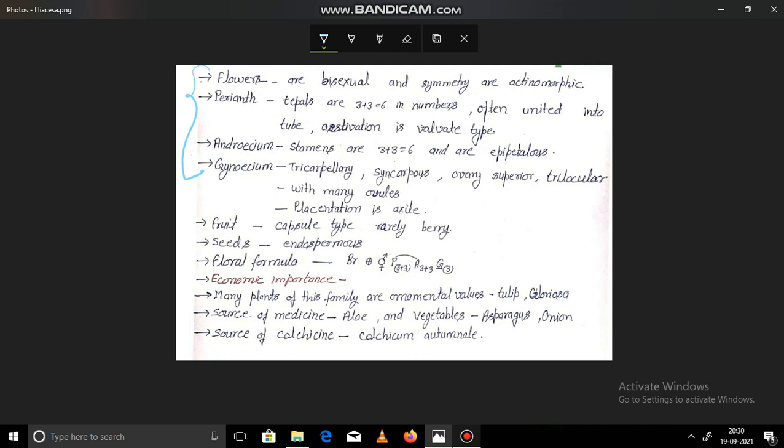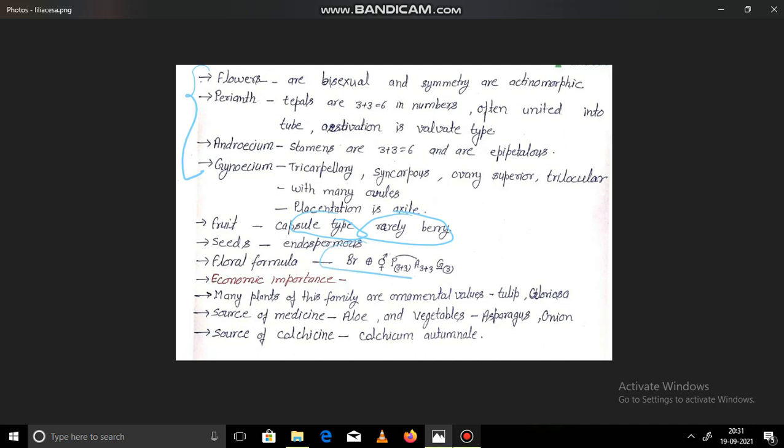So this part we will do, and next let's look into the fruit. The fruit is basically a capsule type and rarely a berry. Seeds are endospermous. In each locule there will be 2 ovules, which means you will find 2 seeds.